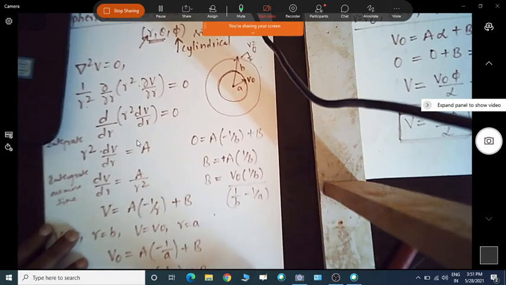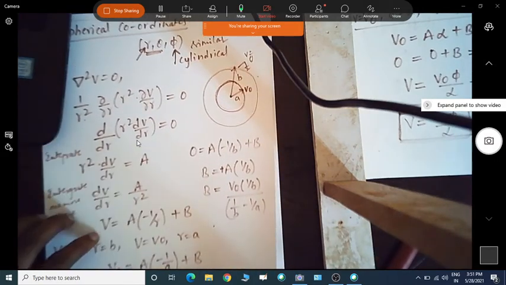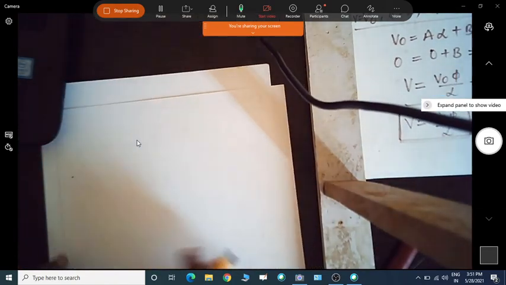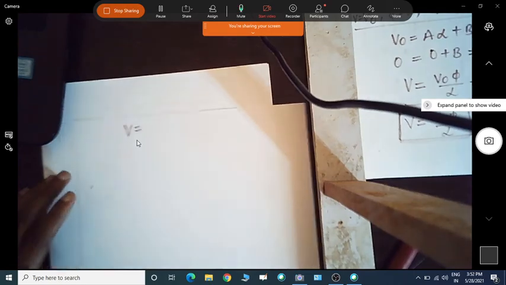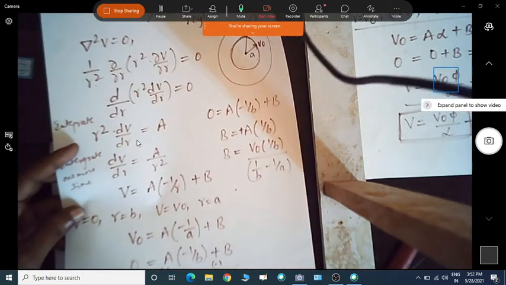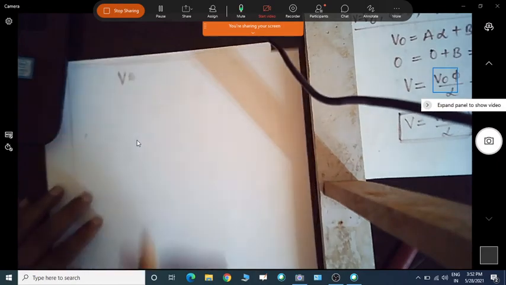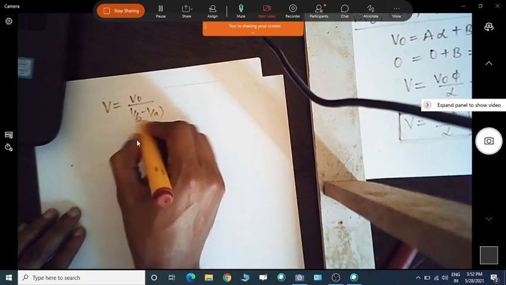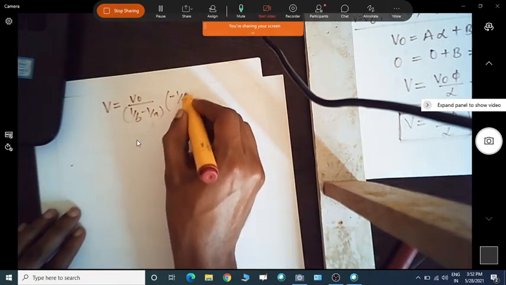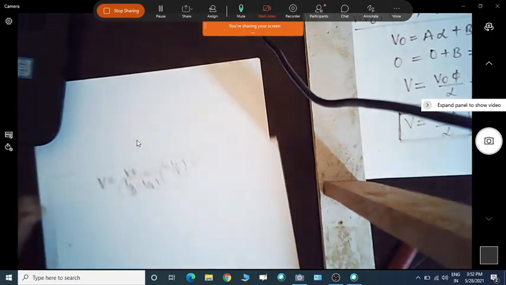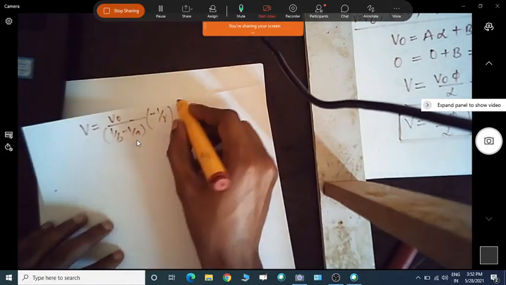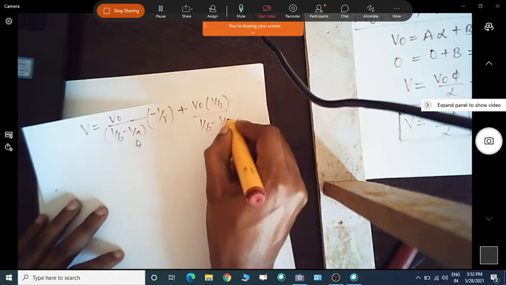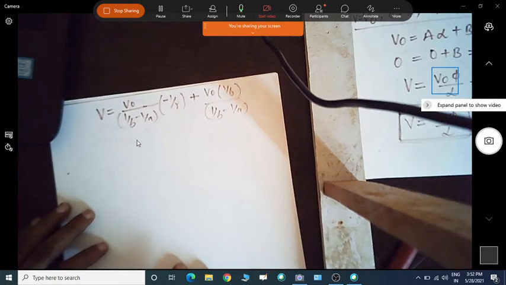Now if I substitute that into this equation, I will get the final solution for V. So V equal to, what is the value of a? a is V naught divided by (1 over b minus 1 over a), into minus 1 over r, plus b, which is V naught into 1 over b divided by 1 over b minus 1 over a. This is the solution for V.